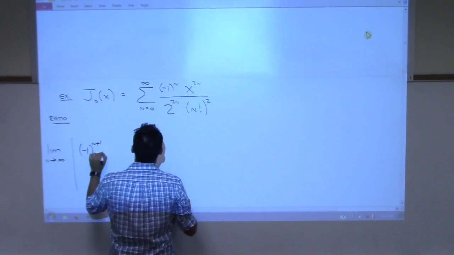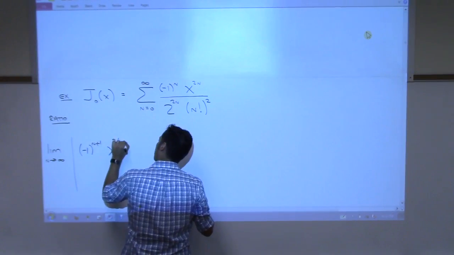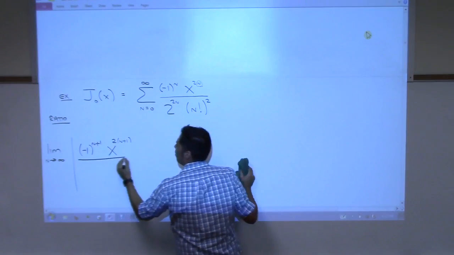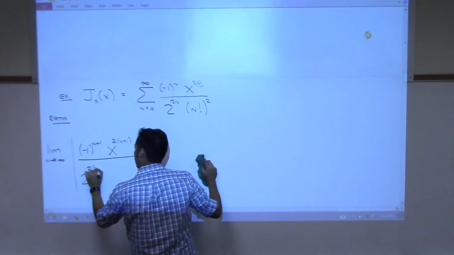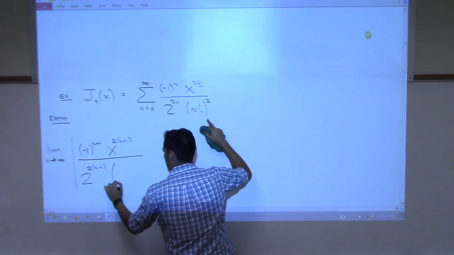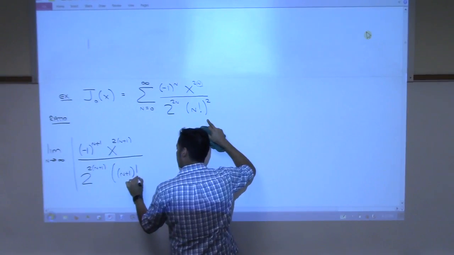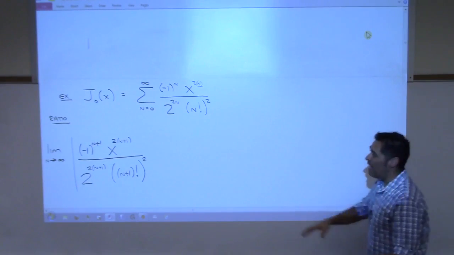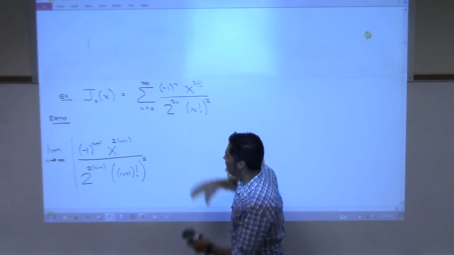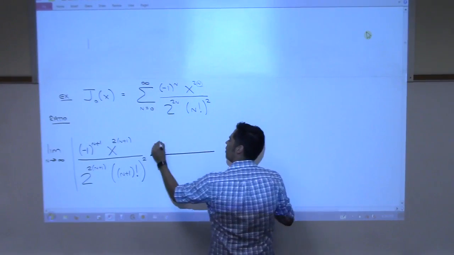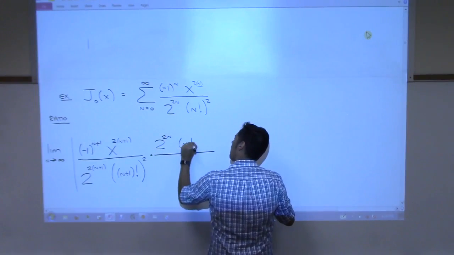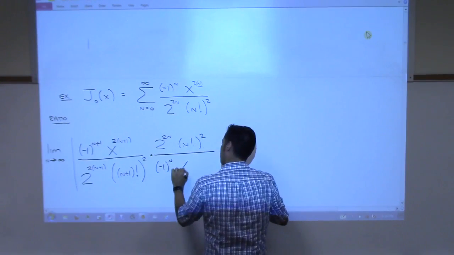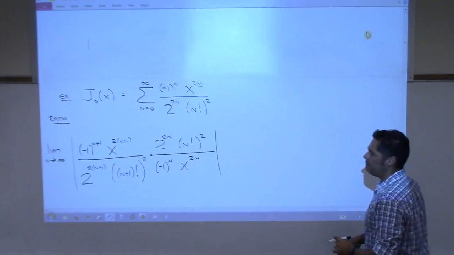(-1)^(n+1), x to the 2, be careful, (n+1). Notice how this n is replaced with n plus 1. It has to be in parentheses. Over 2 to the 2(n+1) here. And then, real careful with this, (n+1) factorial, that whole thing squared. That's n plus 1 plugged into everything. Then divide this by this, which is the same as multiplying by the reciprocal: 2^(2n), (n factorial) squared, (-1)^n, x^(2n). That looks pretty bad.